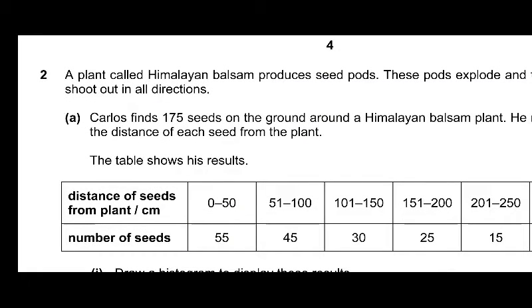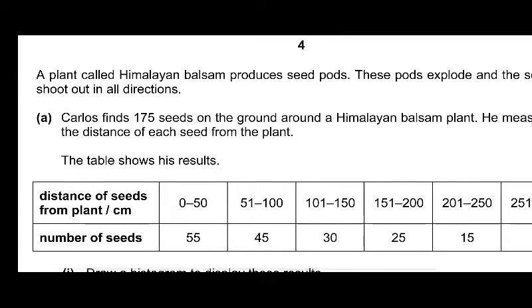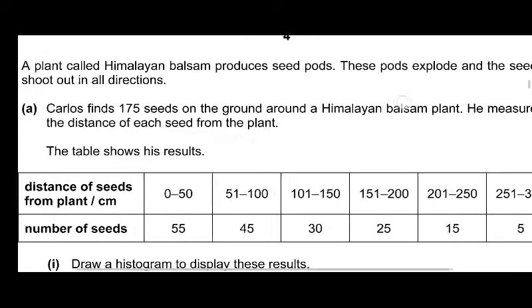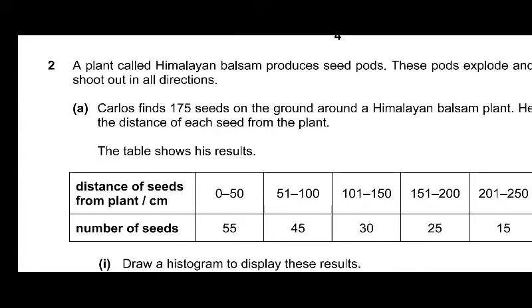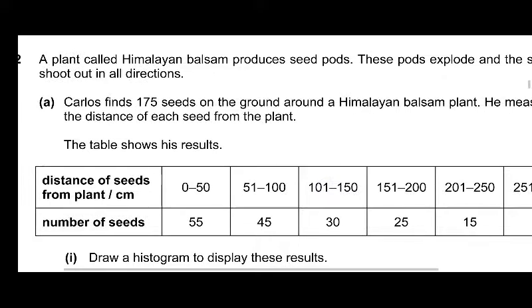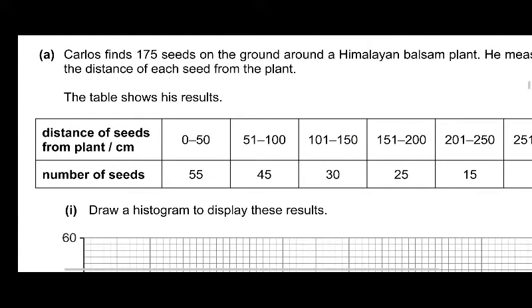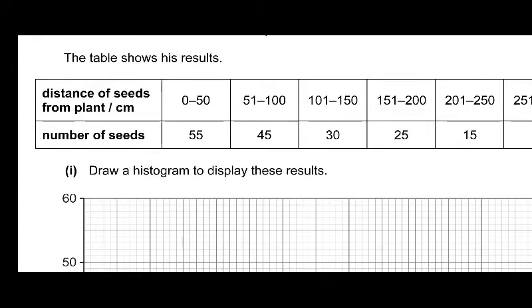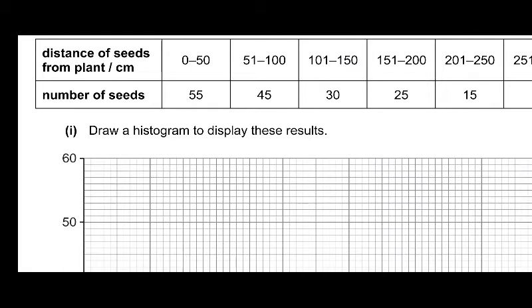It says a plant called Himalayan balsam produces seed pods. These pods explode and the seeds shoot out in all directions. Carlos finds 175 seeds on the ground around the Himalayan balsam plant. He measures the distance of each seed from the plant. The table shows these results. Draw a histogram to display these results.